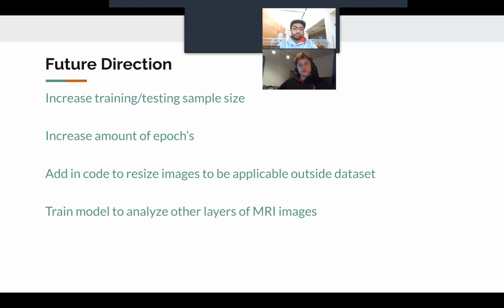Then we can also, in the end, try to analyze other layers of the MRI images. Here, we were pretty constant on what part of the brain was being scanned. So it could be pretty accurate at this layer, but if we moved up a few units or down a few units, we might run into some issues. So training at those different layers could prove beneficial.